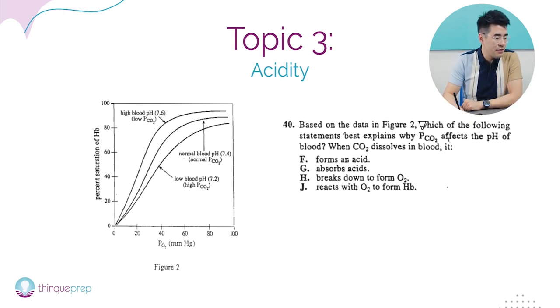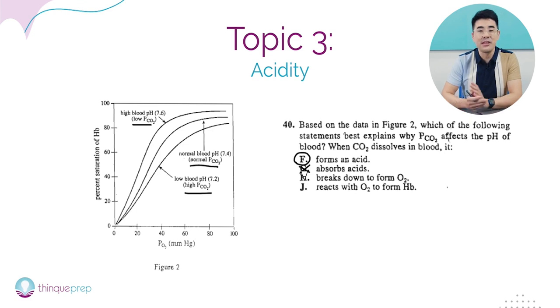It says, based on the data in figure 2, which of the following statements best explains why PCO2 affects the pH of blood? So we see here in the graph, we have low PCO2, here we have normal PCO2, and then we have high PCO2. And what's happening? It goes from pH 7.6 to 7.4 to 7.2. So here, even though the pH isn't quite acidic, it is decreasing. So what is happening when CO2 dissolves in blood? It is forming an acid. Forming an acid would lower the pH value. Absorbing the acid would actually do the opposite, and then H and J have nothing to do with the question.